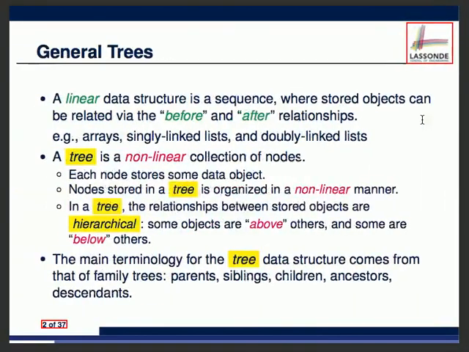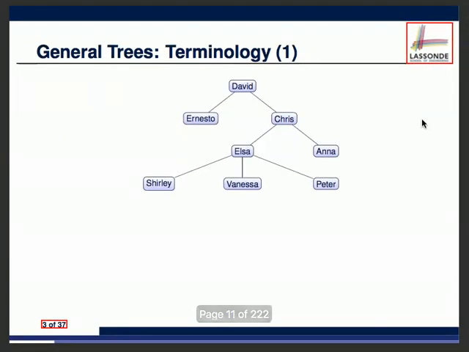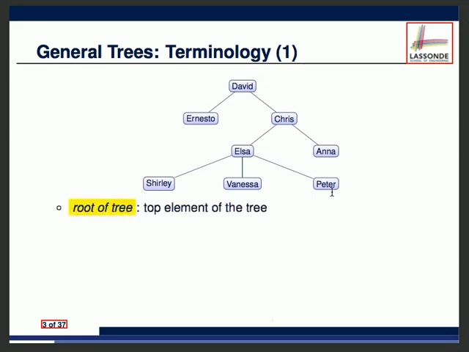Let's say this is the family tree we have. Hopefully you can read it. I'll read it very quickly: David at the top, Ernesto, Chris, Elsa, Anna, Shirley, Vanessa, and Peter. Now let's introduce the concepts. First, the root of the tree. In reality, the root of a tree is at the bottom, but in a data structure it's on the top. That means David is the root. That's the number one thing to remember.